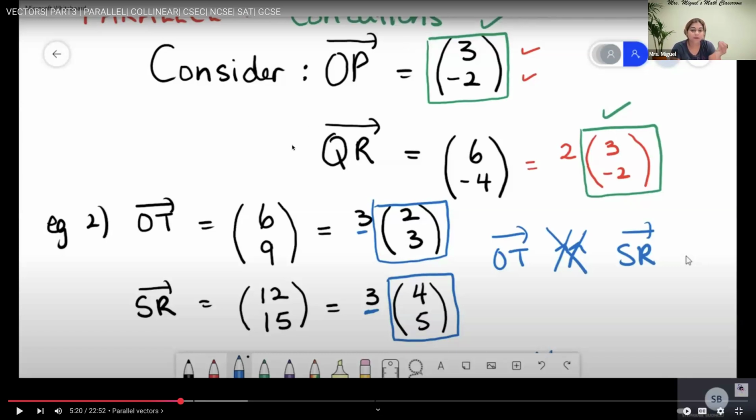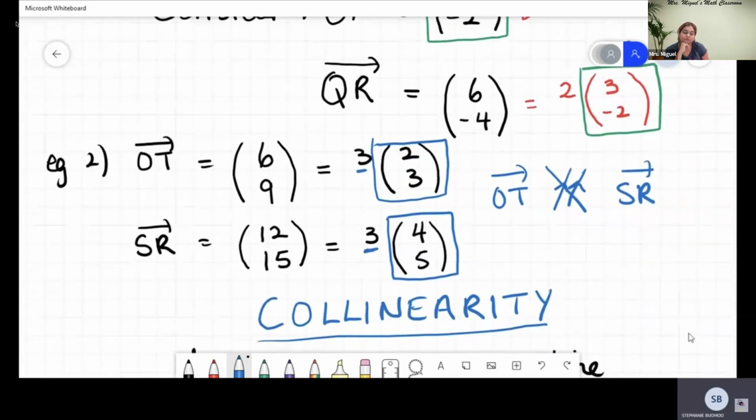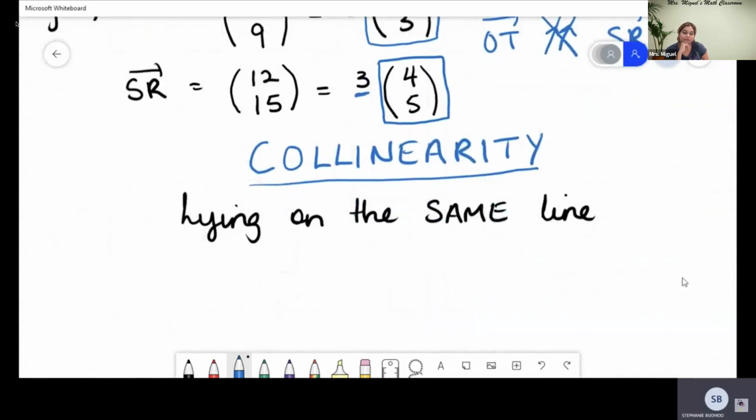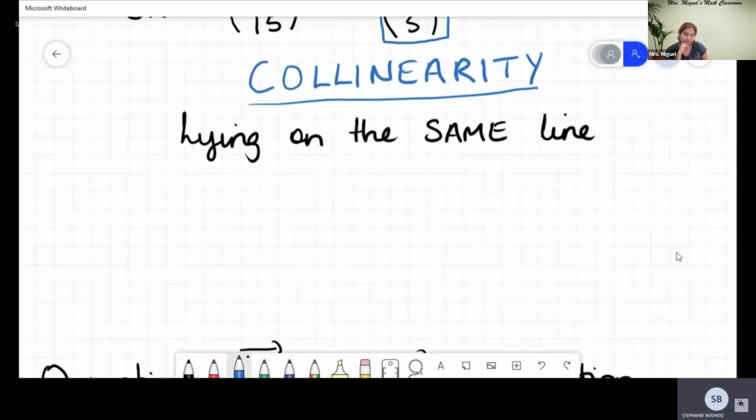So we're going to collinearity, and then we're going to look at the past paper questions with vectors being parallel or not. So we are going to take some of this concept and we are going to move forward into yet another concept of vectors called collinearity. Now, for those of you who've ever heard the word collinearity before, it typically means lying on the same line.